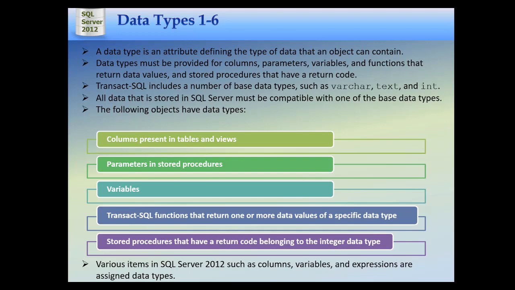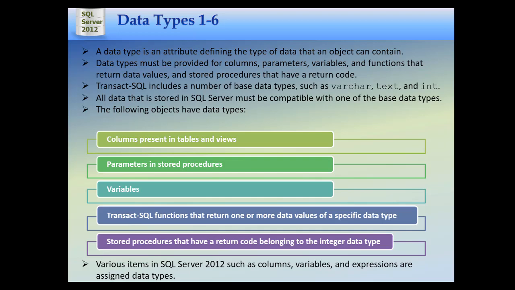So columns present in tables and views. The data which you're storing there must be of a given data type. The parameters which you're passing into stored procedures must have a data type. Variables, of course, they have a data type. T-SQL functions which return one or more data types of a specific data type, and SPs that have a return code belonging to the integer data types. So various items in SQL Server 2012-2016, such as columns, variables, and expressions are assigned data types.